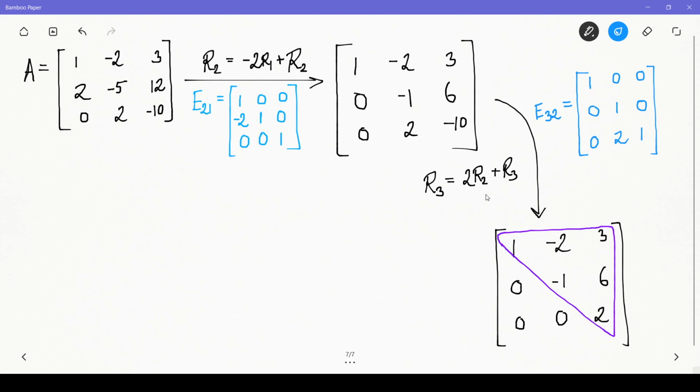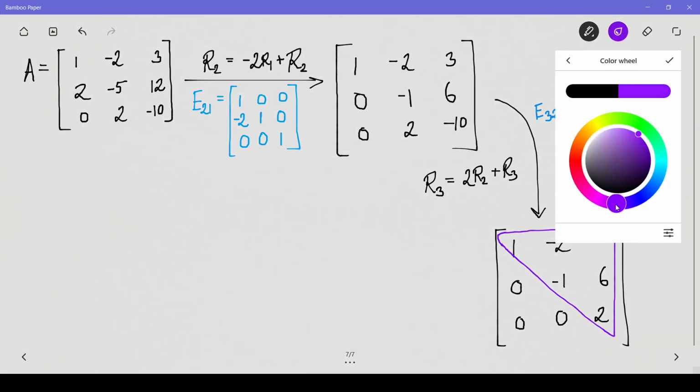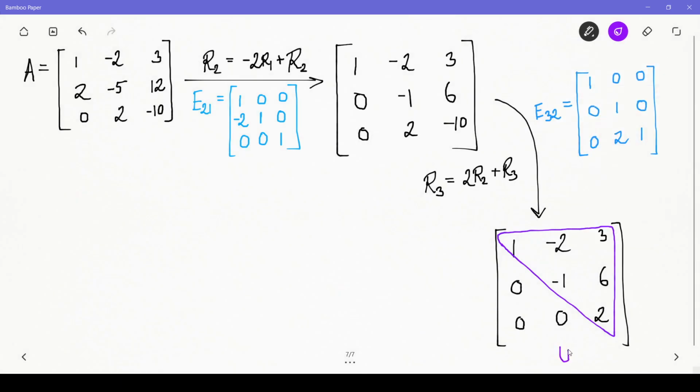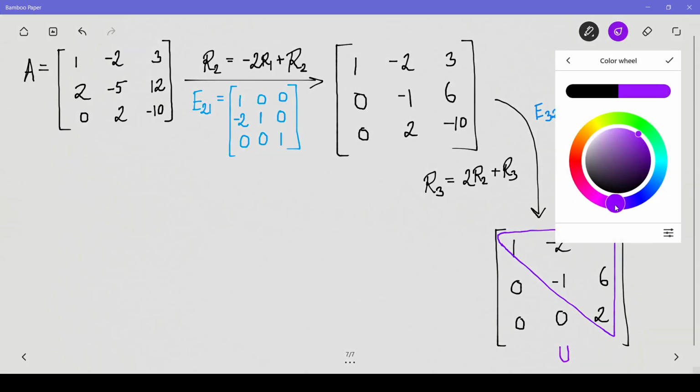Now that we have all the elimination matrices at our disposal, and we have also come up with our upper triangular matrix, which is this thing over here, now we want to find out our value of L. L is the lower triangular matrix. So let's see how we can do that.